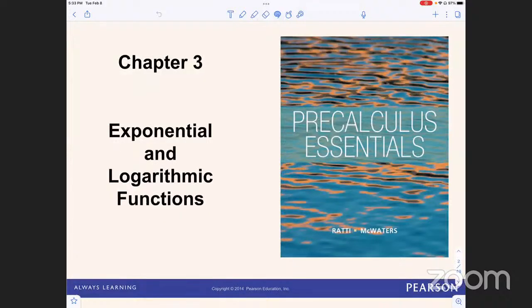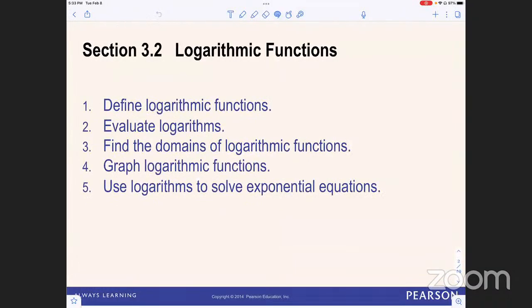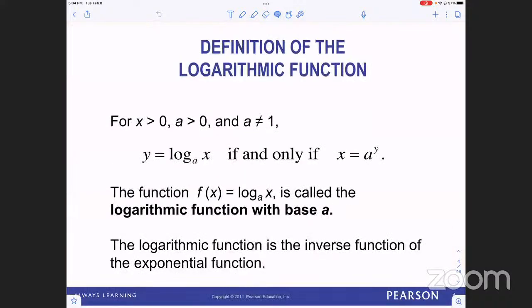Exponential and logarithmic functions. This is section 3.2, log functions. A few objectives: we'd like to define logarithmic functions, evaluate logarithms, find the domains of log functions, graph the logarithmic function, and use logarithms to solve exponential equations. The definition of a log function: for a positive x and a positive a, with a not equal to 1, we say that y equals log of x base a if and only if x equals a to the power of y, right?